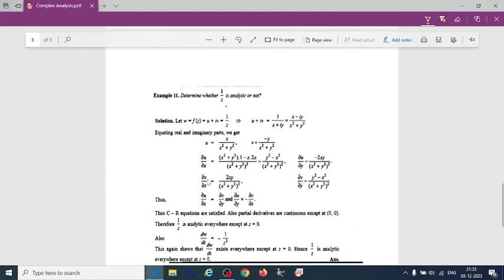Next example. Whether 1 divided by z is analytic or not. So let us check. First we take w or f of z is equal to u plus iv, that is equal to 1 divided by z. So 1 divided by z is 1 over x plus iy, that is equal to x minus iy divided by x square plus y square, just multiply numerator and denominator by x minus iy. Then it is in terms of u plus iv.